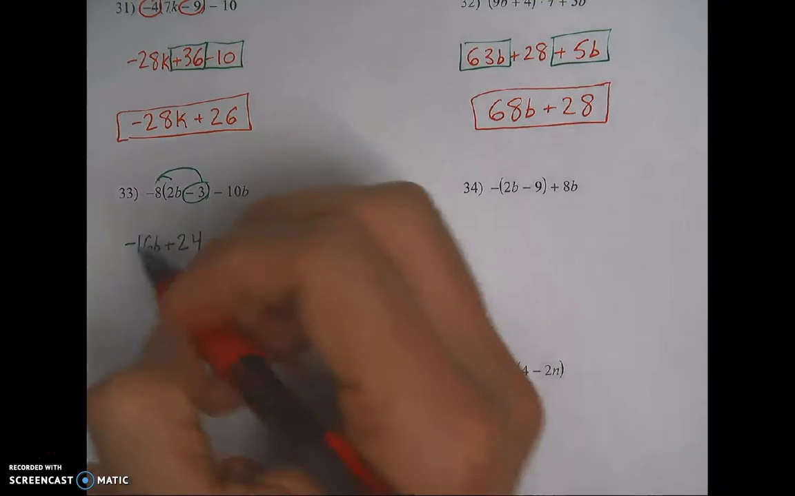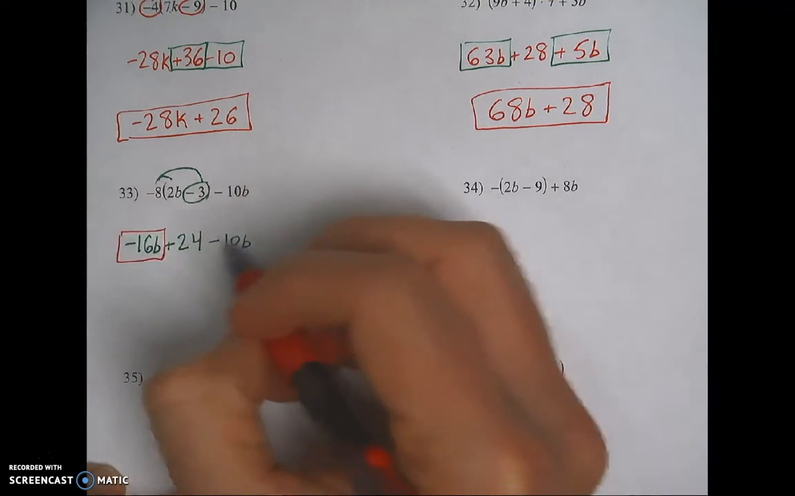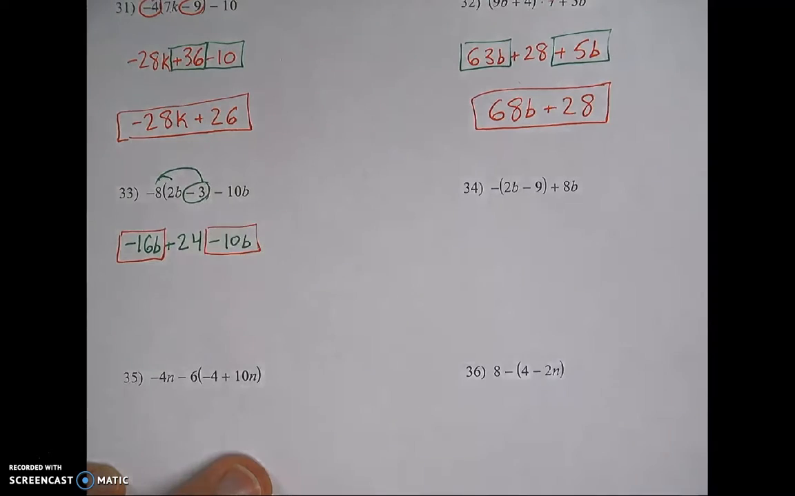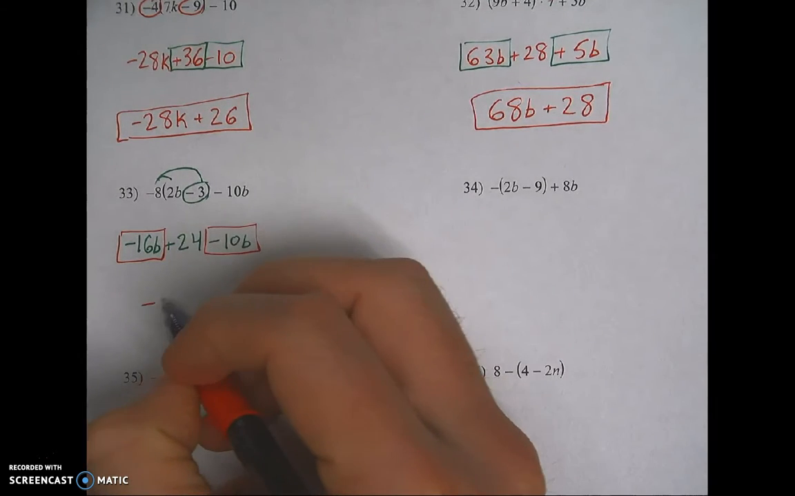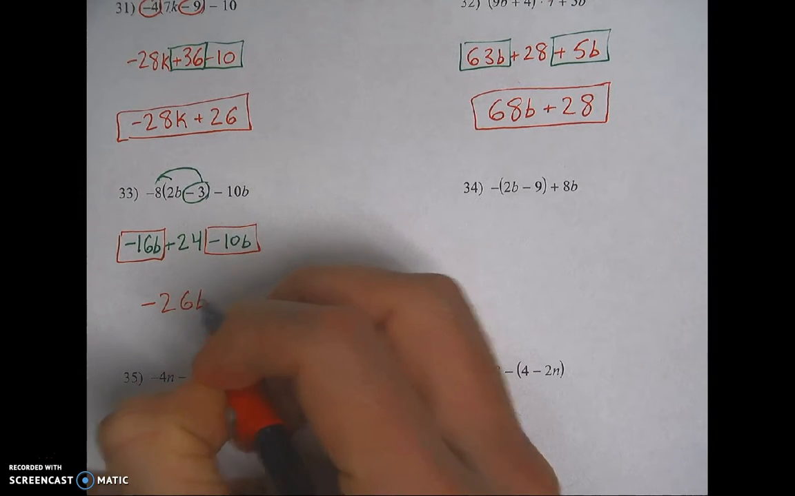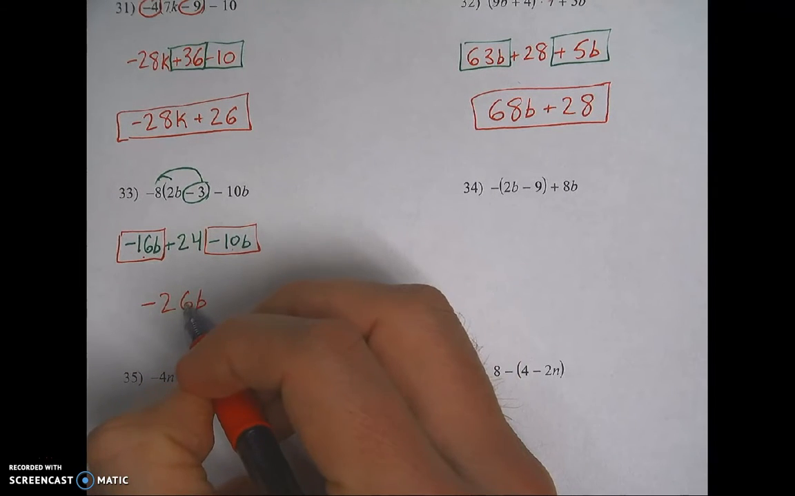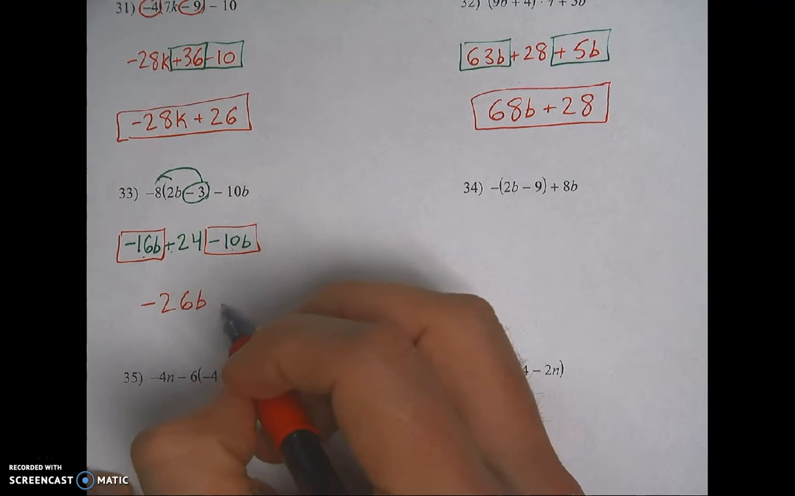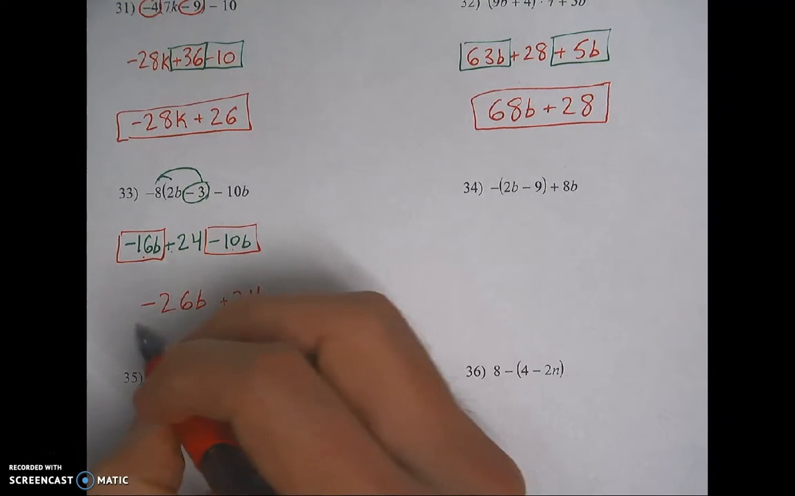So the two things that are alike are the b's. They're both negative, so they're just going to combine and make more negatives. So it's going to be a negative 26b. That's negative 16 and negative 10 make negative 26. And then this plus 24 is on the end.